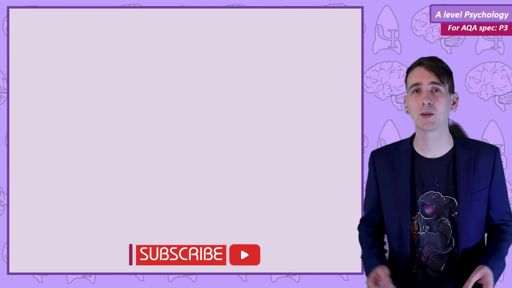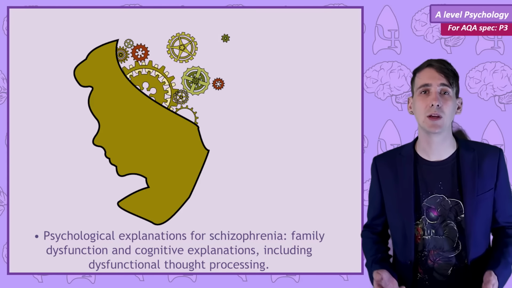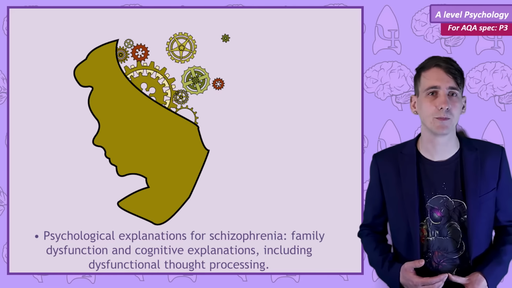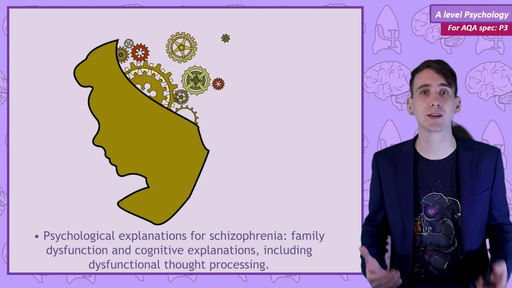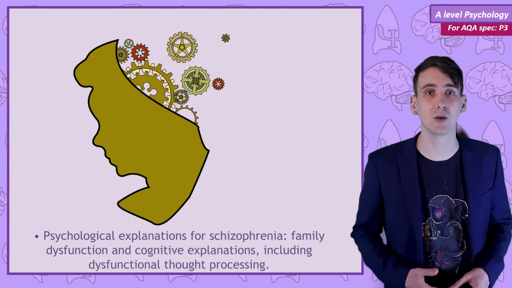In this video, we're going to be explaining schizophrenia using psychological theories. This includes how maybe communication styles within the family have a role to play in the development of the disorder, but also cognitive explanations that suggest that schizophrenia results from a dysfunction in how people process their thoughts.